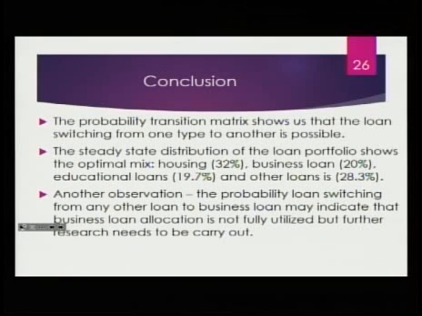So our second project concludes that it's possible for an individual to switch from one loan type to another. The steady state distribution of the loan portfolio shows that the optimal mix of the numbers from the previous slide is 32% housing, 20% business loan, 19.7% education loan, and 28.3% other. And I mentioned earlier that people switching from business to other is 76%, while staying is only 26%. That is another observation we made.